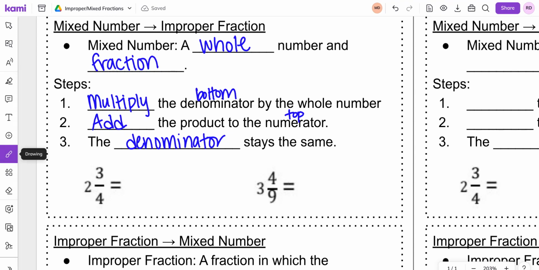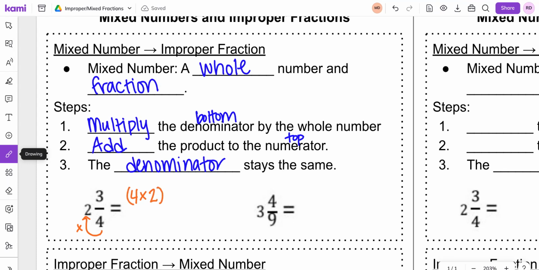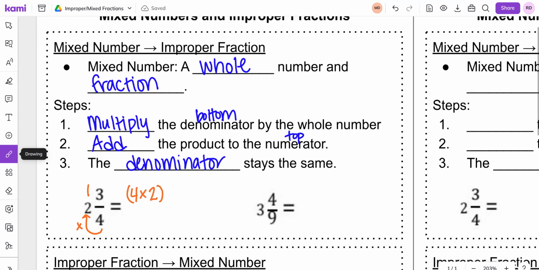So step 1 said we're going to take the denominator and we're going to multiply it by that whole number over there. So we're going to do 4 times 2. Step 2 says we're going to add in this numerator. So we're going to add 3. And then our denominator stays the same. So our denominator is going to stay that number 4.